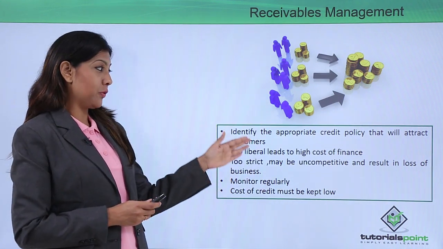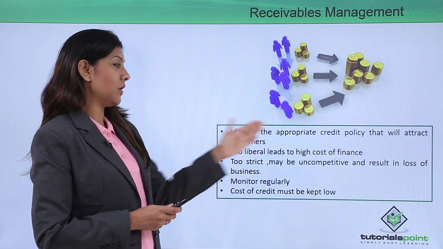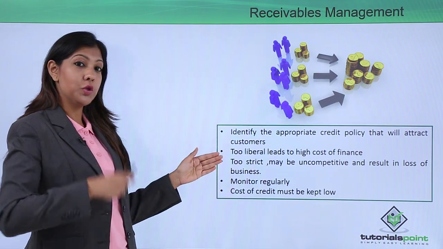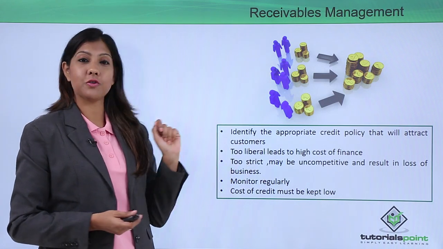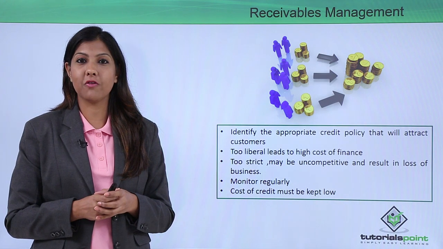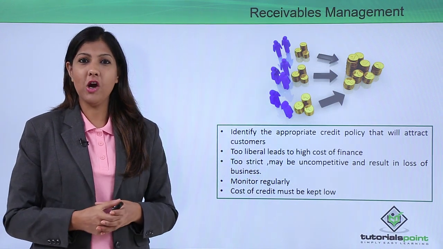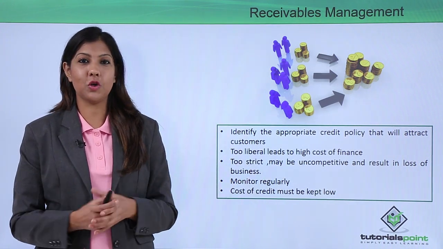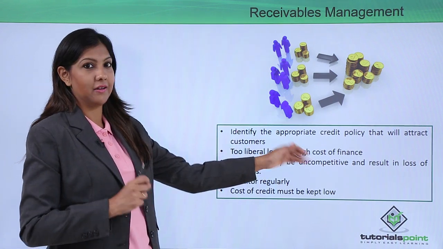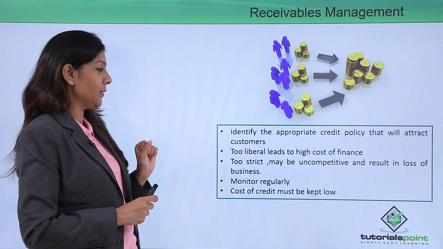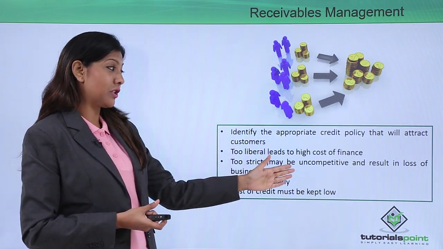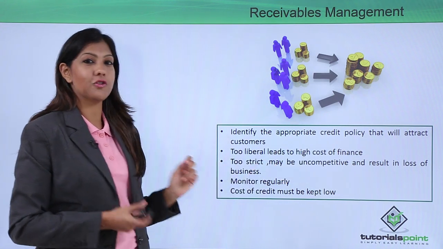So identify the appropriate credit policy that will attract the customers. Now you need to be a little careful over here, because if it is too liberal, it can lead to high cost of finance. If you're giving out too many liberal things in terms of giving too much of cashback offer or giving multiple options to your customers, it can lead to a cash crunch at the cost of the finance department. And if it is too strict, on the other hand, it may be uncompetitive and also result in loss of business.